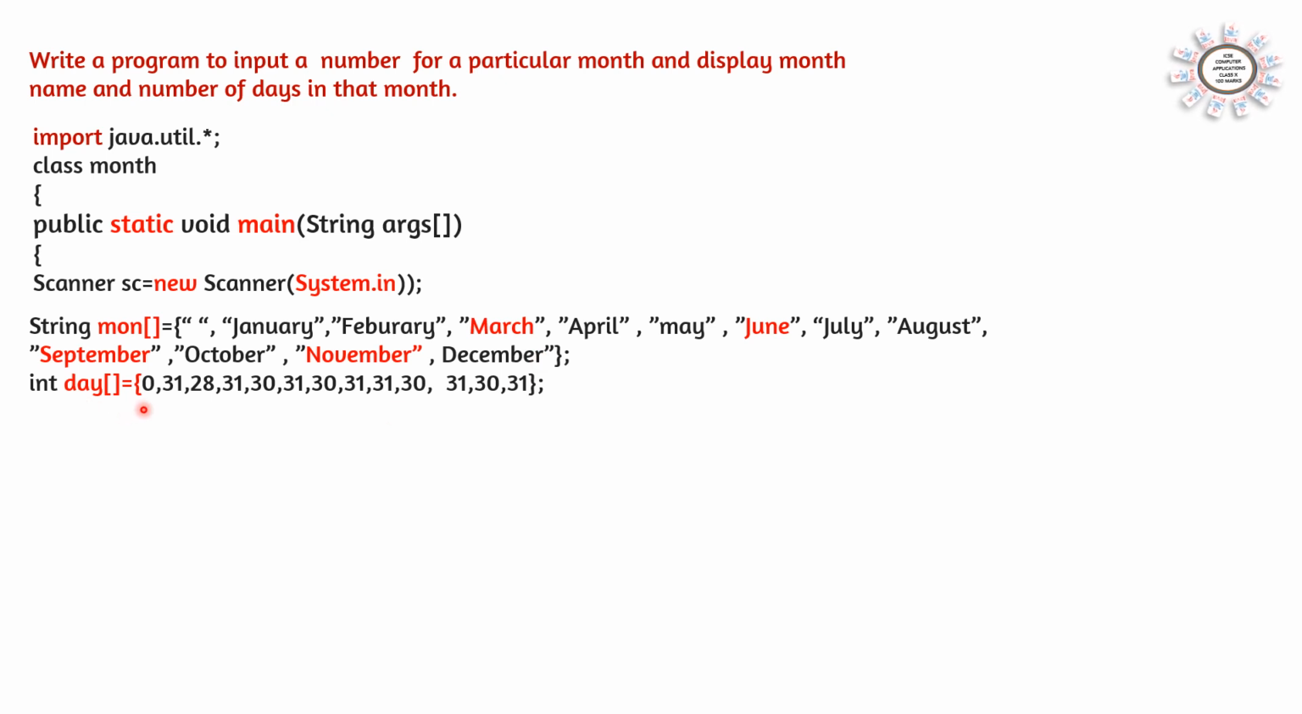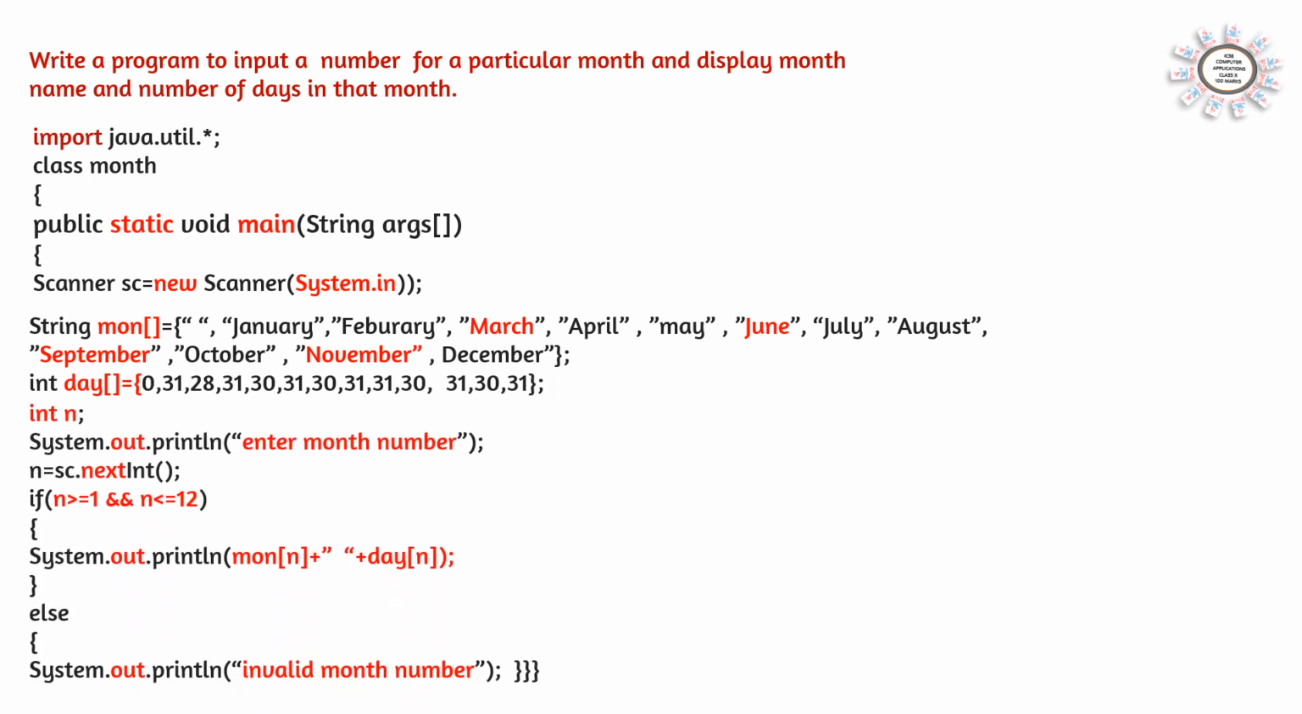And in day, in the first index we are storing 0, and from the second index, that means day 1, we are starting the number of days of each month. Here we can see 31 days are in January, 28 February, and 31 March, April, May, June, July, August, September, October, November and December. So like this we are storing the number of days in the array.